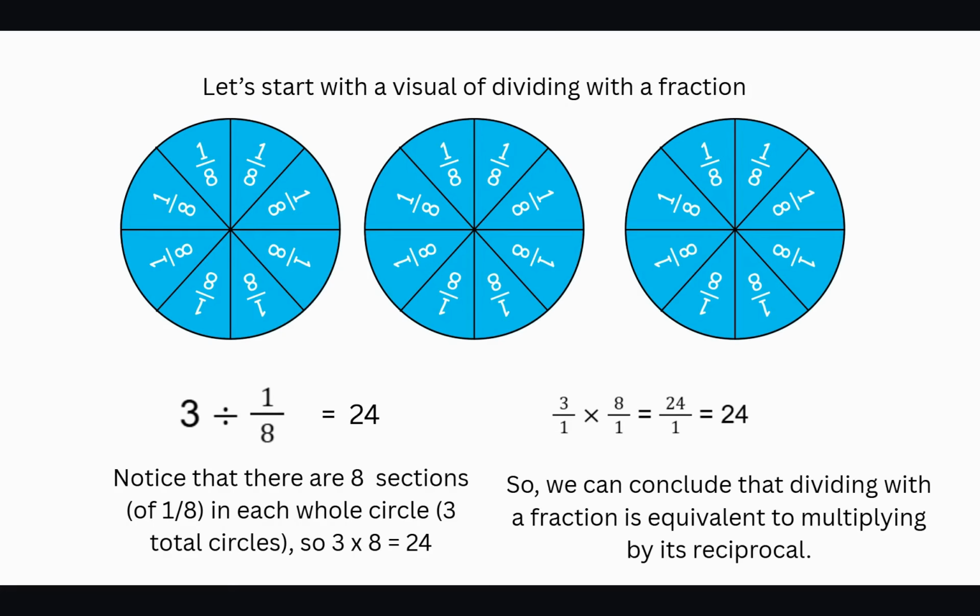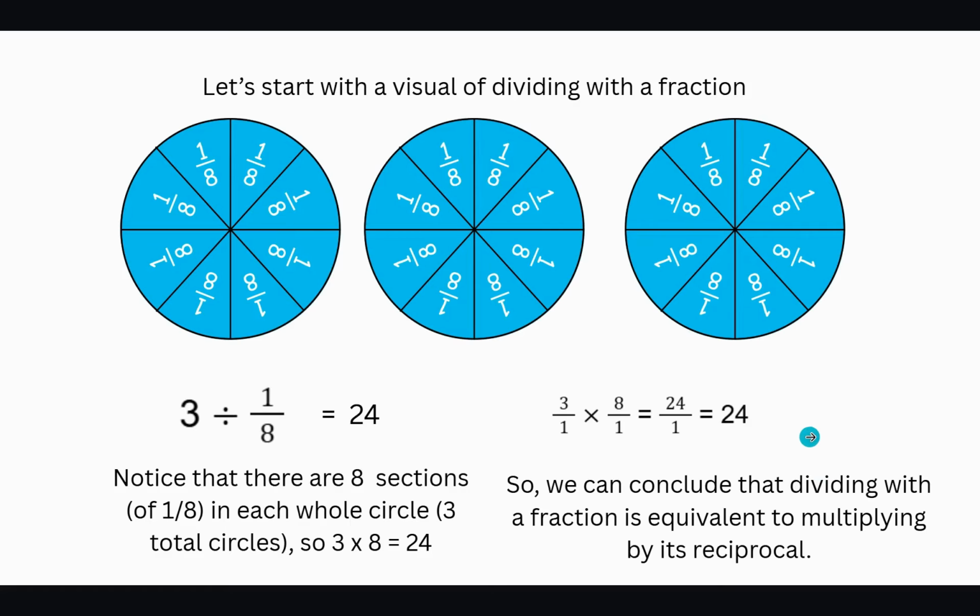And so what this problem is illustrating is taking 3 and dividing it by 1/8. I'm essentially looking at how many 1/8ths are in 3 whole items. And so if you would go through and count up your pieces, you will see that there are 24 total. So notice that there are 8 sections of 1/8 in each whole circle. And so since there are 3 total circles, you can say 8 times 3 or 3 times 8 equals 24.